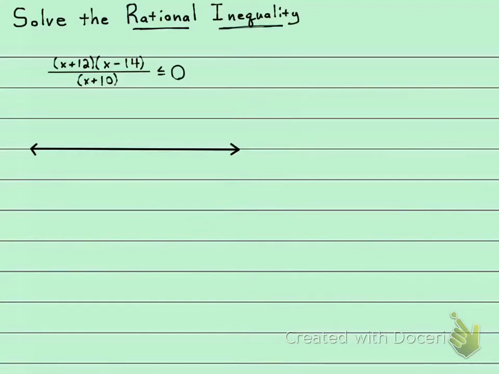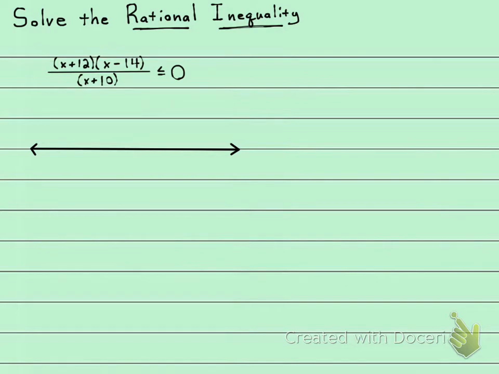We're going to solve this rational inequality, and this symbol right here makes it an inequality: less than or equal to. Equality would be equals. This is an inequality. And rational, if you look at the first part of that word, you will see ratio. And if you know me, you know that I call rational expressions big fractions.